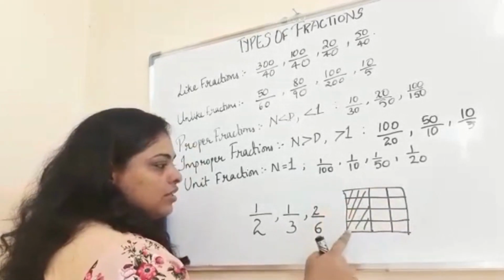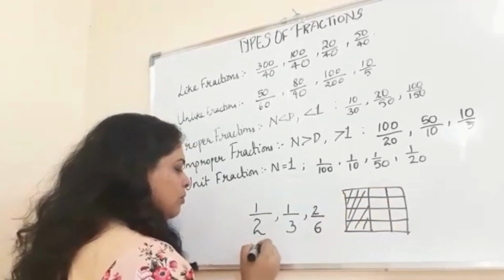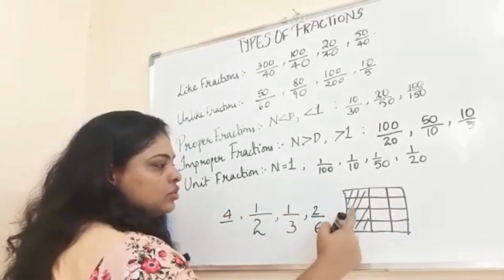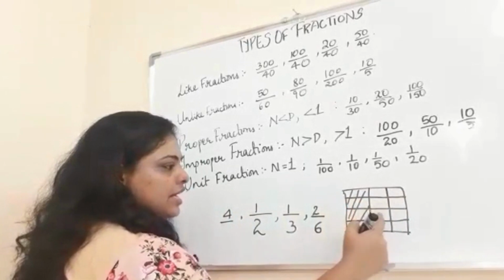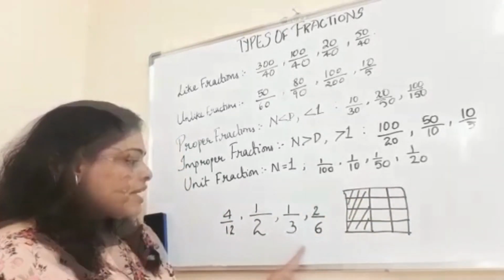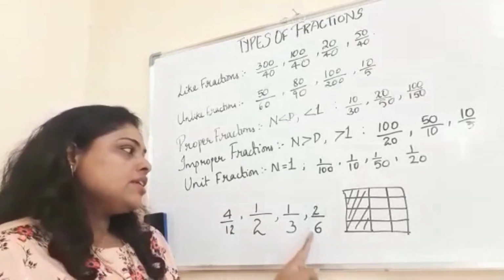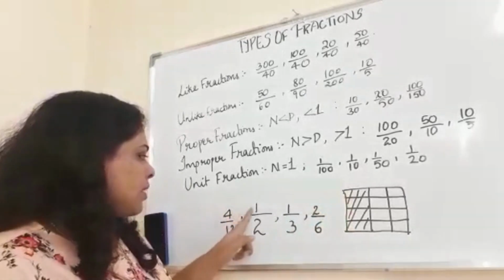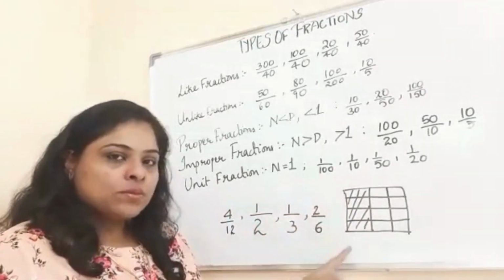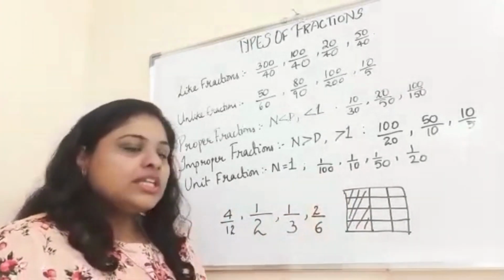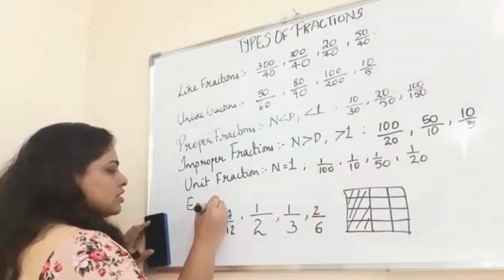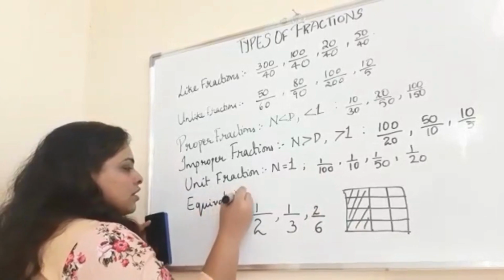Now what is the value here? 1, 2, 3, 4. 4 parts are shaded. And what is the total parts? 1, 2, 3, 4, 5, 6, 7, 8, 9, 10, 11, 12. 12 parts are overall. This kind of fraction where we take different parts, different parts from the same whole or from the same object and divide equally, is known as equivalent fraction. What is it? Equivalent fraction.